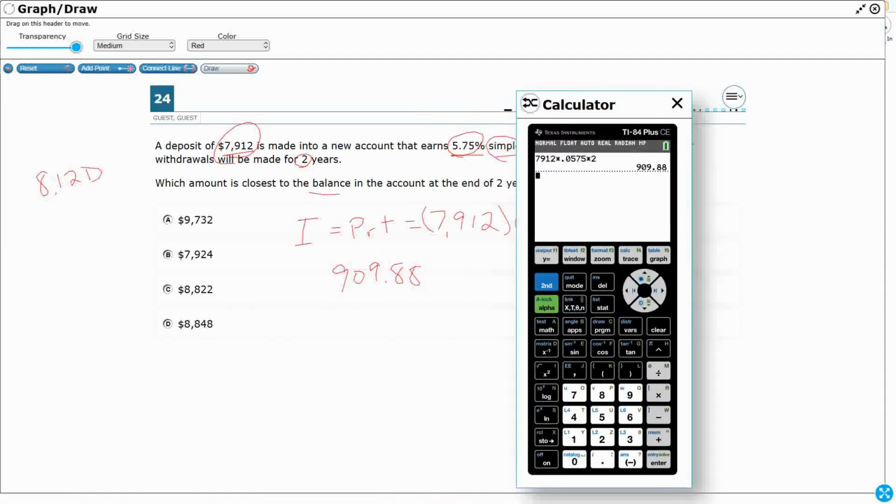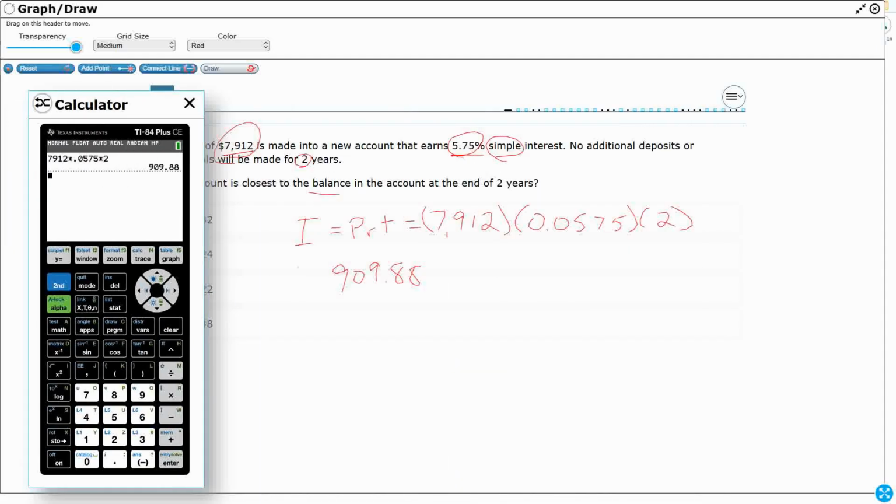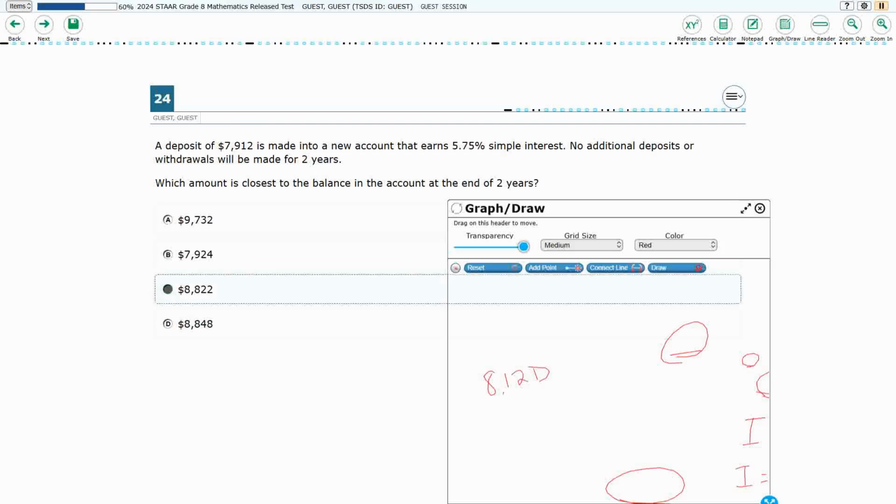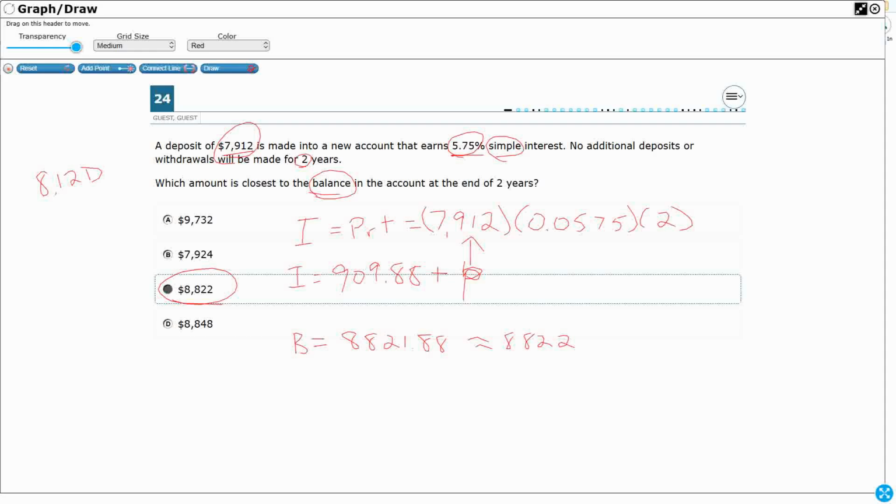$909.88. That is not an option because that is simply the interest. If I want to figure out what my balance is, I need to take my interest and add it back to my principal, which was that 79.12. So the balance equals the interest plus the principal, 8821.88. If I'm rounding to the nearest dollar, it might be 8822. We're rounding to the nearest dollar, 8,822. Our answer is C.